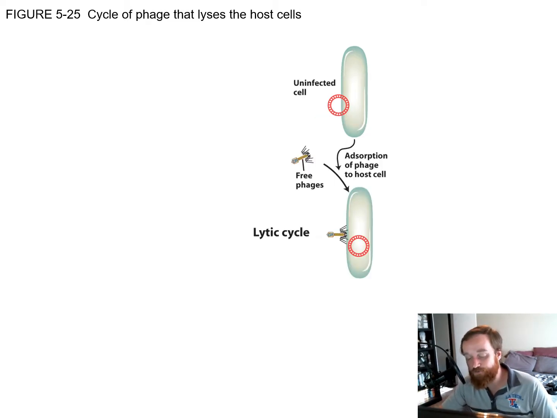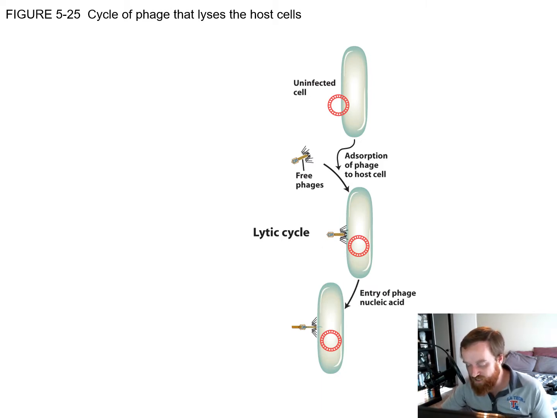And now we have this free phage floating around looking for a target or something to inject its DNA to. So it finds this bacteria and it enters the lytic cycle, where it's attached to the outside of the bacteria. It's a little difficult to see in this figure because it's very small, but you can see right here, this little blue line, that's the phage actually starting to inject its DNA into that bacteria.